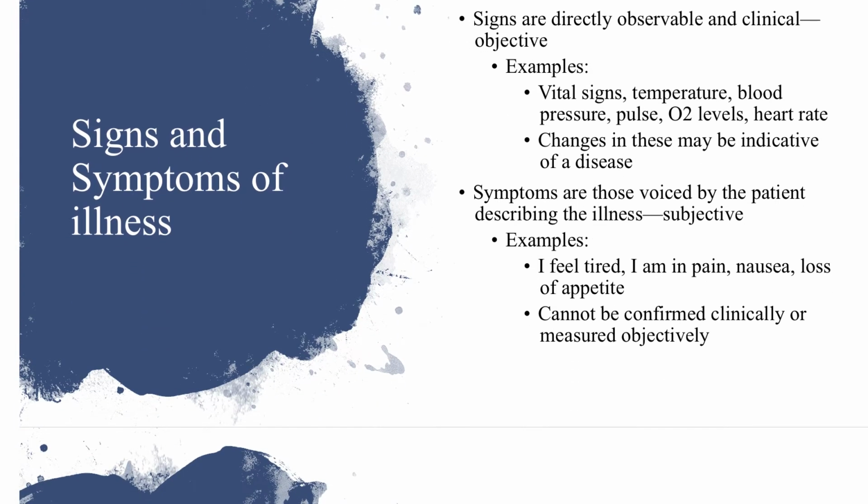Whereas symptoms are voiced by the patient describing the illness. These are subjective. They're not easily measured objectively. For example, the doctor asks, what are your symptoms? The patient says, well, I feel tired. I don't have much of an appetite. I'm in pain, but sometimes it's stronger than others. I have nausea. These cannot be confirmed or measured clinically. Doctors do have a somewhat objective measure of pain strength on a scale of 1 to 10, but that's still subject to the patient's own interpretation of what they're feeling.